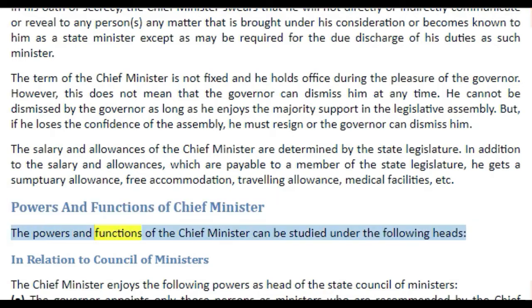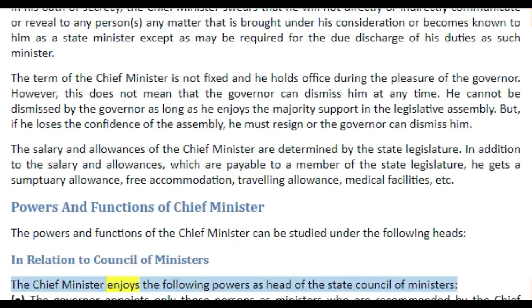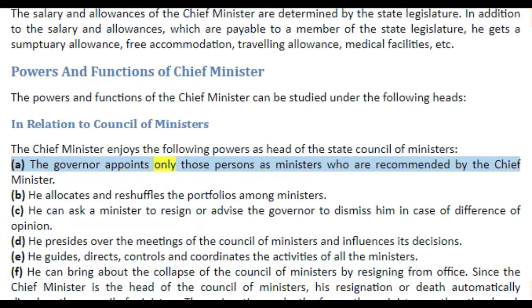The powers and functions of the Chief Minister can be studied under the following heads. In relation to the Council of Ministers, the Chief Minister enjoys the following powers as head of the State Council of Ministers. A. The Governor appoints only those persons as ministers who are recommended by the Chief Minister.